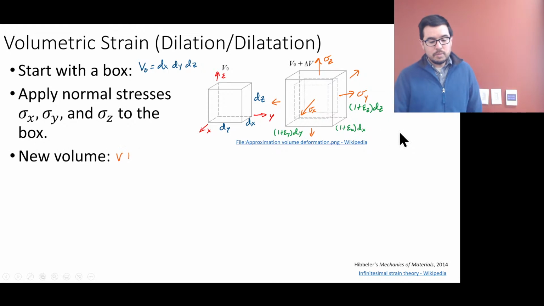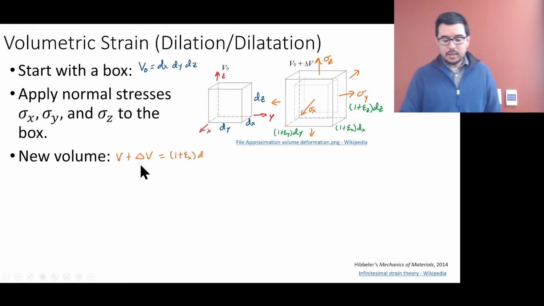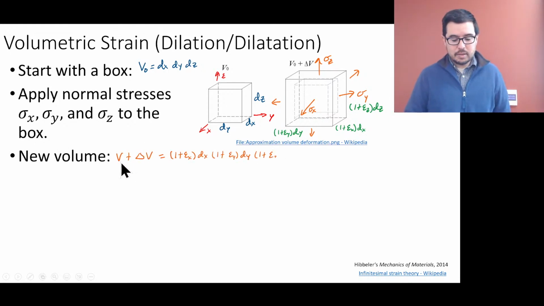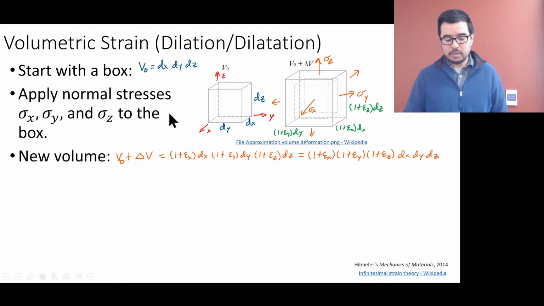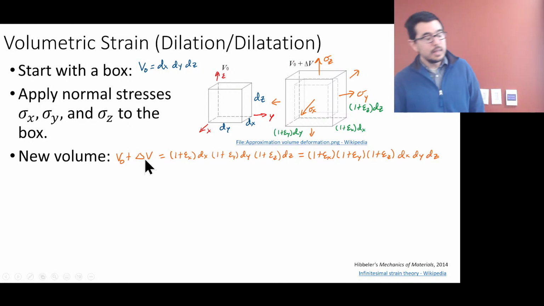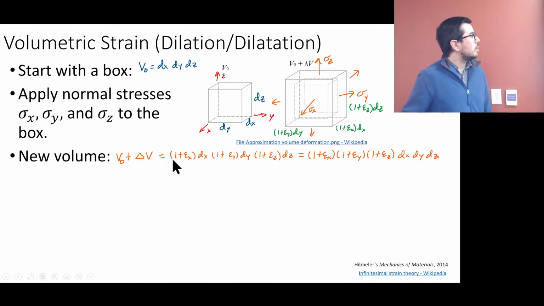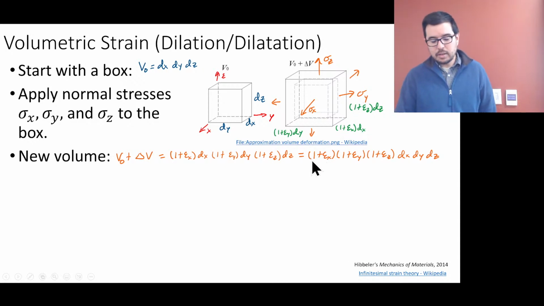And the new volume can be written as V plus delta V, or V naught plus delta V. What we have here then is the product of all these sides, that's volume, and this is what it can then be rewritten as.